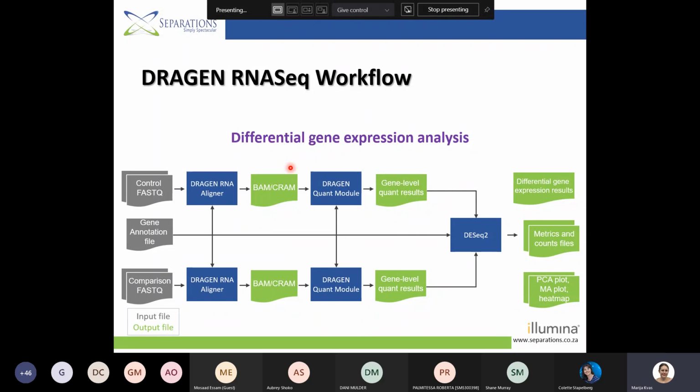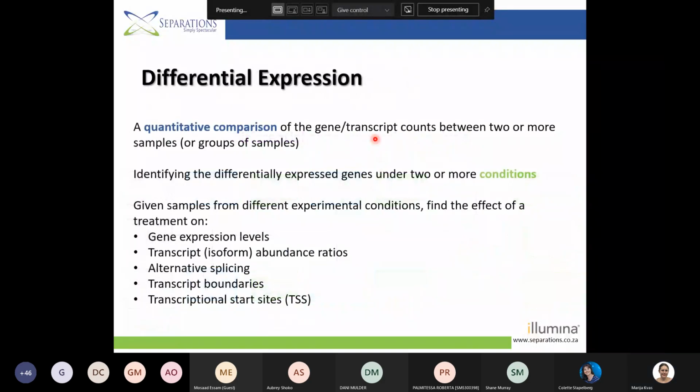So from that initial analysis where we aligned our reads, we can go into differential expression. There is an app specifically for differential expression, which is based on DESeq2, and there we can look at the abundance of different transcripts, and which genes are expressed or not. So when we talk about differential expression, we're talking about quantitative comparisons of different genes or transcripts.